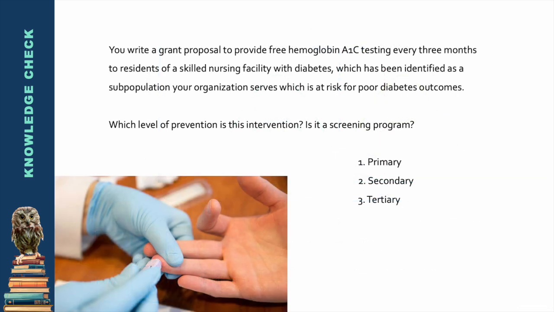You write a grant proposal to provide free hemoglobin A1C testing every 3 months to residents of a skilled nursing facility with diabetes, which has been identified as the subpopulation your organization serves, which is at risk for poor diabetes outcomes. Which level of prevention is this intervention? Is it a screening program?